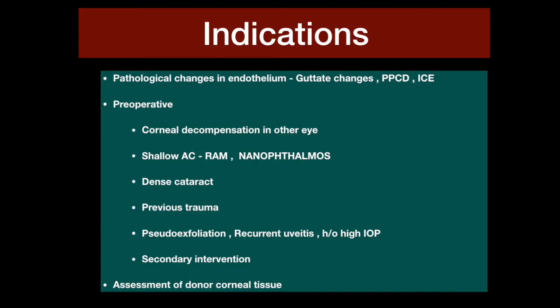Now, what are the indications of doing specular microscopy? These can be broadly divided into three categories. One, to study changes in the cell as well as its specific patterns, which help us in identifying conditions like Fuchs endothelial dystrophy, ICE syndrome, or posterior polymorphous corneal dystrophy. Second, in certain preoperative situations before undergoing any intraocular surgery. And third group is to assess donor corneal tissue.